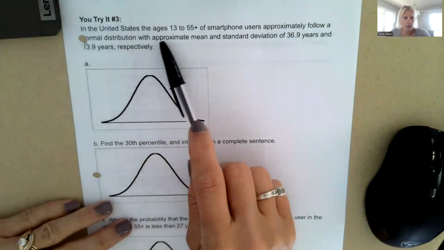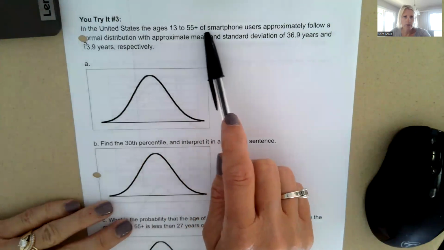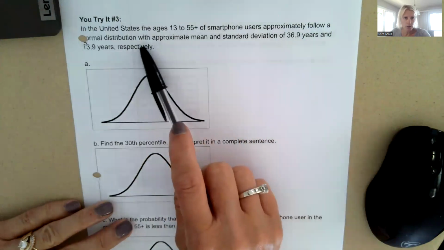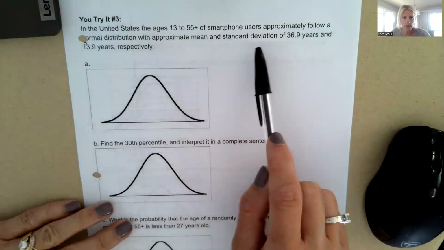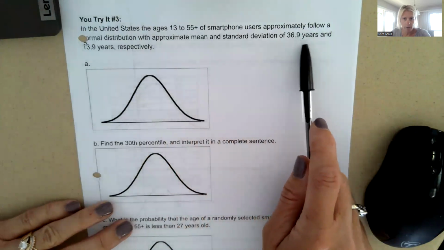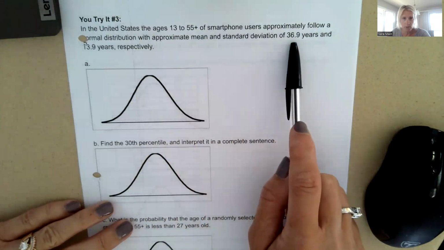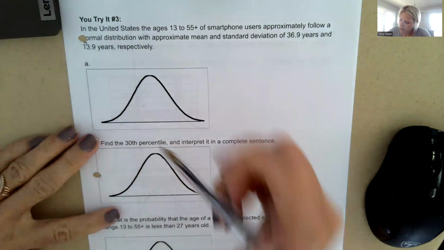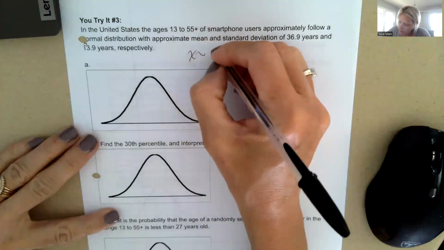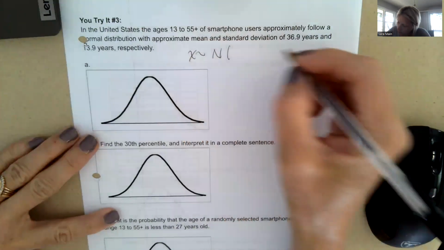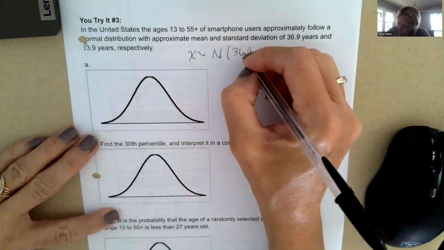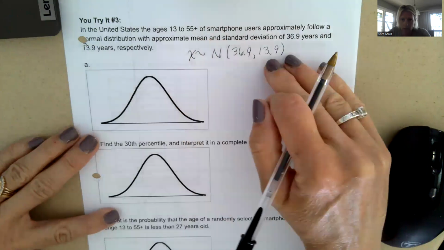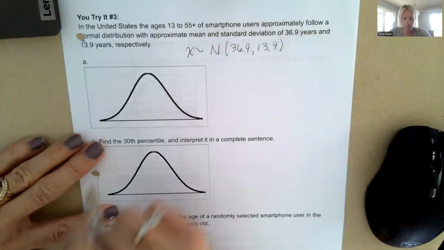In the United States, the ages 13 to 55 plus of smartphone users approximately follow a normal distribution with approximate mean and standard deviation of 36.9 years. So the average smartphone user is 36.9 years old with a standard deviation of 13.9. So X can be distributed as N, normal with a mean of 36.9 and a standard deviation of 13.9. This is what we're going to be using in Desmos.